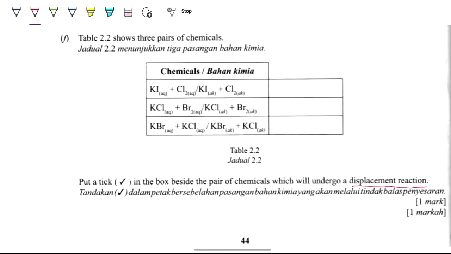Chlorine will be more reactive than iodide, so it can displace this one. This one can. This one, bromine with chloride, is not able, so it cannot. Then these two, there will be no reaction. So only one is the answer.